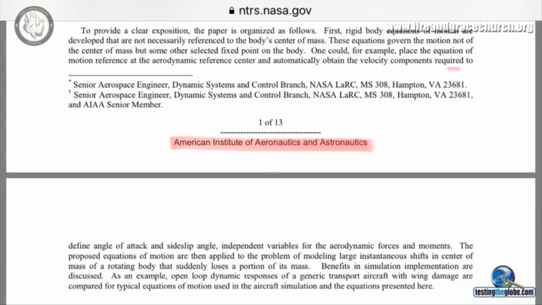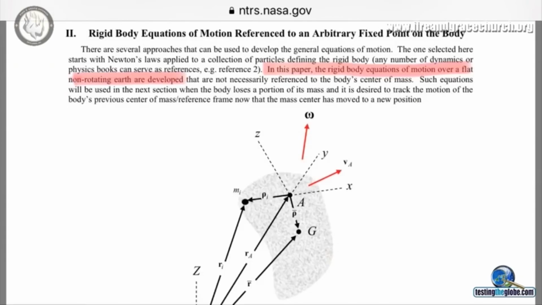Who are we talking about here? The American Institute of Aeronautics and Astronautics. In this paper, the rigid body equations of motion over a flat, non-rotating Earth are developed. Why? You're telling me that the physics of a non-rotating flat Earth are the proper physics. These are NASA documents. These are government documents.